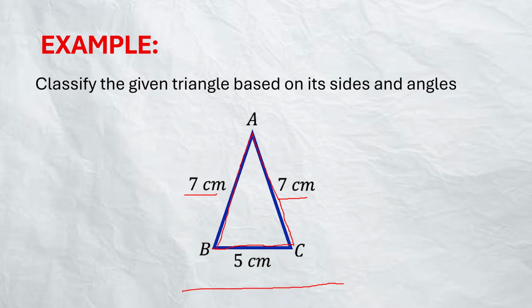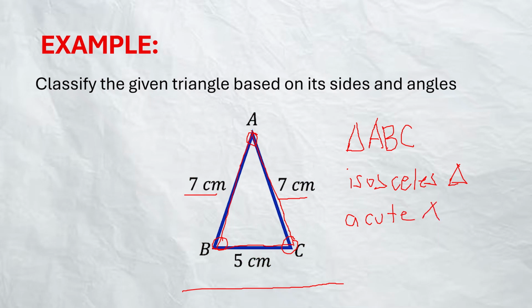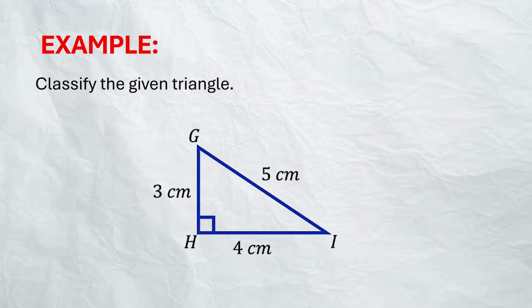This means that we can say that this triangle ABC is what we call an isosceles triangle. By definition, when we say isosceles triangle, it's a triangle whose two sides are equal in measurement. So since side AB and side AC have a measurement of 7 cm, therefore this is an isosceles triangle. Next, let us check the angles of the triangle. We can observe that angle A, angle B, and angle C are all acute angles. This means that this triangle ABC is an acute triangle. Next, let us classify the given triangle.